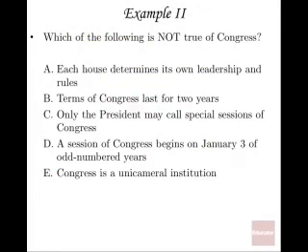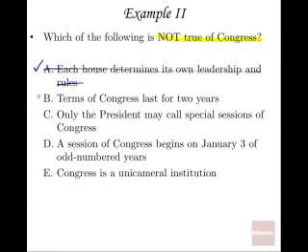Okay, example number 2. Which of the following is not true of Congress? Each house determines its own leadership and rules. That is absolutely true. So because it is true, it is not the answer. So let's make sure to cross it out. So I'm going to put a check mark on it, but it's wrong, because it is a correct statement.